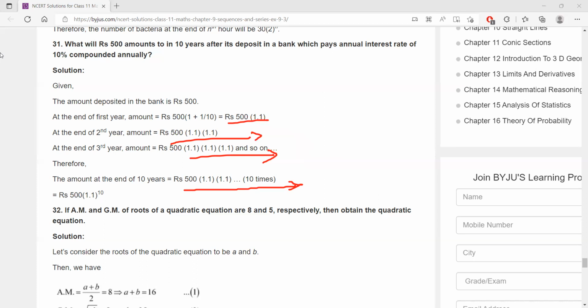Here it's once. Here you have it twice. Here it's thrice, like that. At the end of the 10 years, you will have it 10 times, which could be written as 1.1 to the power 10. Can you follow this? Yes.